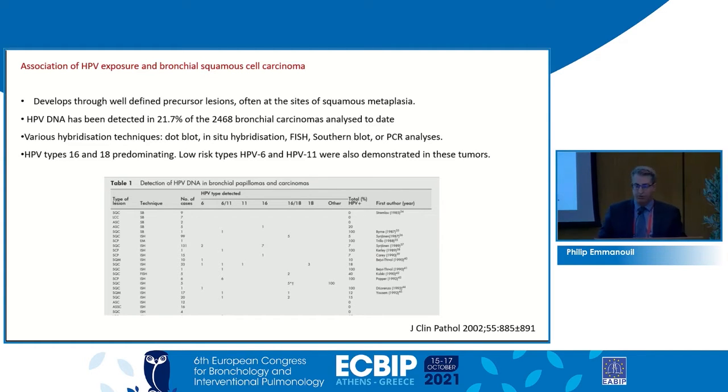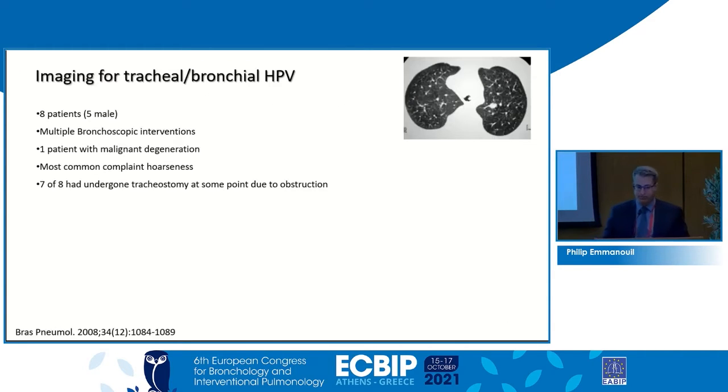Because when we have HPV in the respiratory system, it has been shown that it is associated with squamous cell carcinoma. In this study, which is a pathology study, they took about 2,500 samples and they tested them for HPV DNA with several methods. And they found that actually in 20% of these samples with squamous cell carcinoma, there was HPV DNA present. So it's not that uncommon. They found that the subtypes 16 and 18 were predominating, but also the most common types 6 and 11 were demonstrated in these tumors.